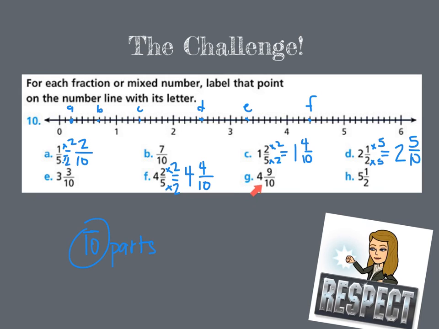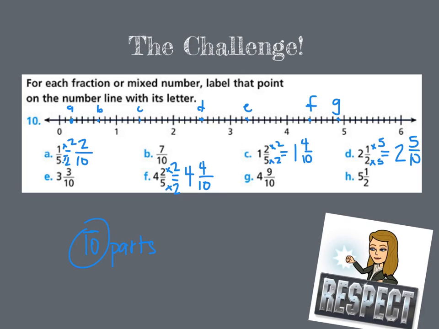Ooh, yay. G is already in tenths. It's 4 and 9/10. Okay, well, I just did 4/10, so I can count up from there. So if this is 4 and 4/10, I just need to go 5, 6, 7, 8, 9. So 4 and 9/10, which makes sense. It would come right before the whole number 5.